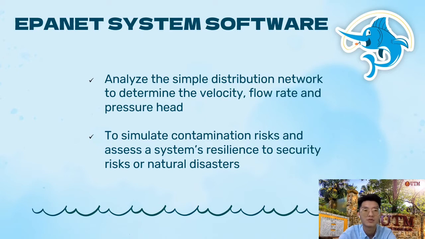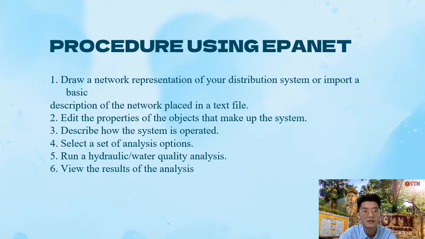It is to analyze the simple distribution network to determine the velocity, flow rate, and also the pressure head. It also helps to simulate the contamination risk and assess a system's resilience to security risks or natural disasters. While these are all the procedures while using the ePanel system.